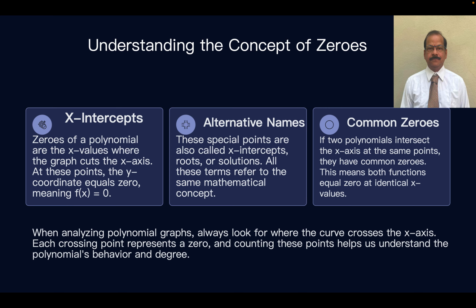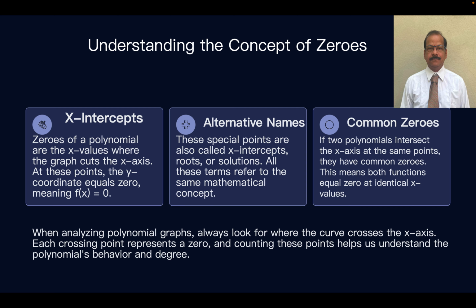X-intercepts. Zeros of a polynomial are the x values where the graph cuts the x-axis. At these points, the y coordinate equals 0, meaning f of x equals 0. Alternative names for these particular zeros of a polynomial are x-intercepts, roots, or solutions. All these terms refer to the same mathematical concept.